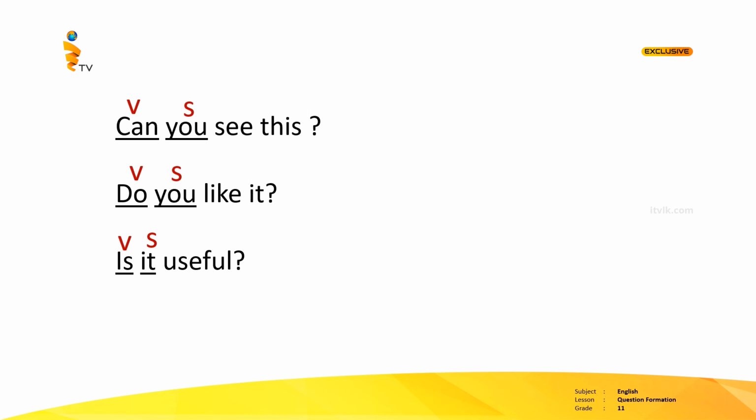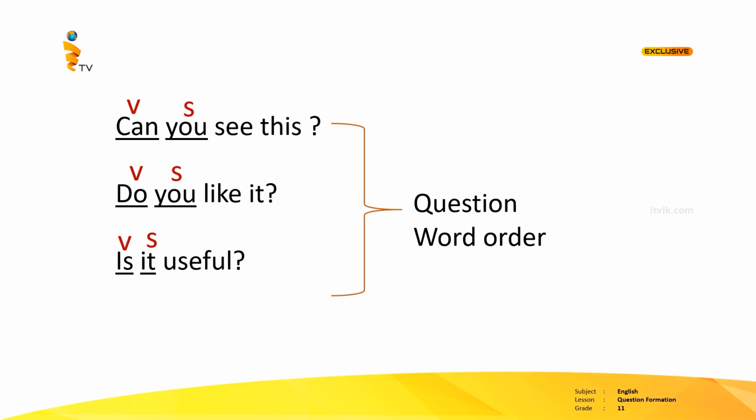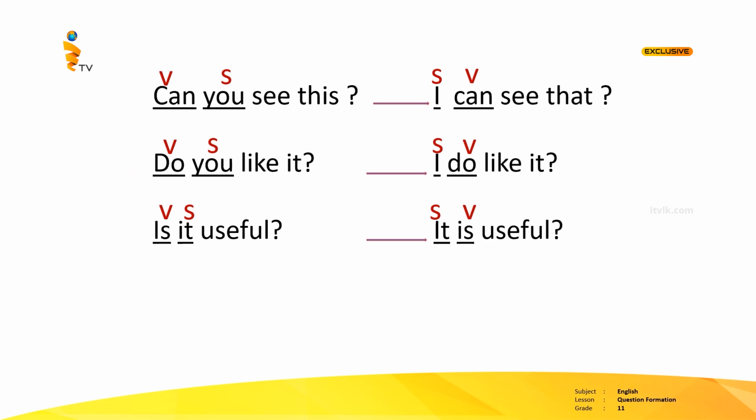Children, look at the arrangement of the verb and the subject in these questions. This is question word order. When we write questions, we use the question word order. It is different from the sentence word order. Can you see how the verb and the subject change when forming a sentence out of a question?